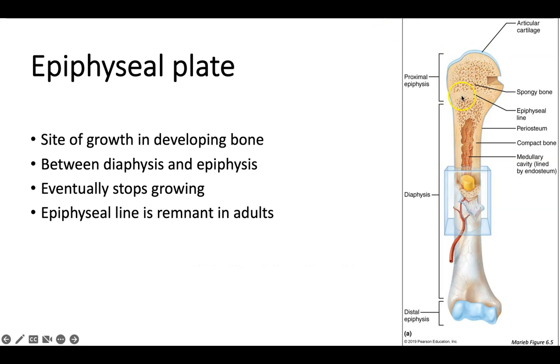If we look within this epiphysis, you're going to see a very faint line. This is actually something that is left behind from a developmental structure called the epiphyseal plate. So this is the site of growth in developing bone. But eventually it stops growing, and that's what we're seeing here. And it leaves behind this remnant called the epiphyseal line. So that's the remnant in adults. And it's located in between, basically at the connecting point between the epiphysis and the diaphysis.